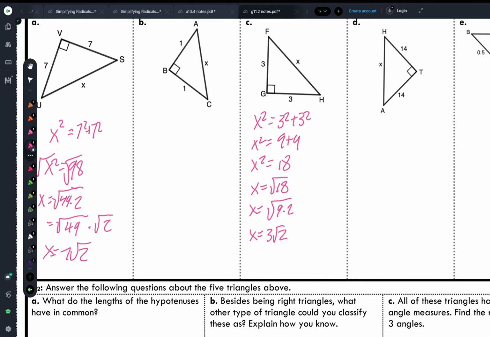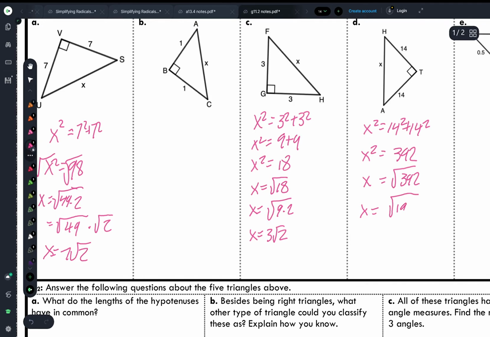So this one, x squared equals 14 squared plus 14 squared. 14 squared, I believe, is 196. Yes, it is. So 196 plus 196 is 392. Take the square root of that. The square root of 392 can be written as 196 times 2. The square root of 196 is 14, like we just saw. So this will be 14 times the square root of 2.